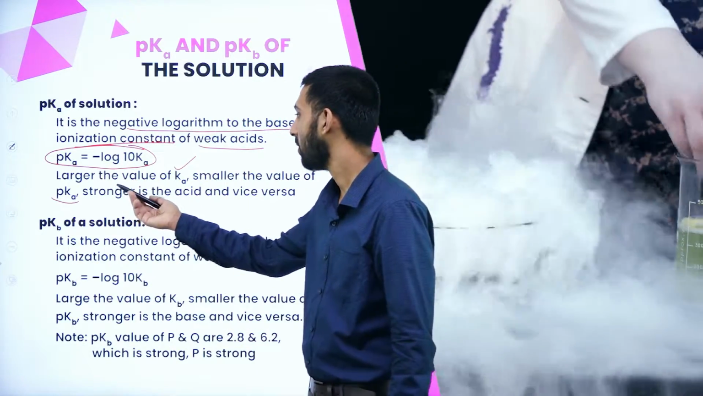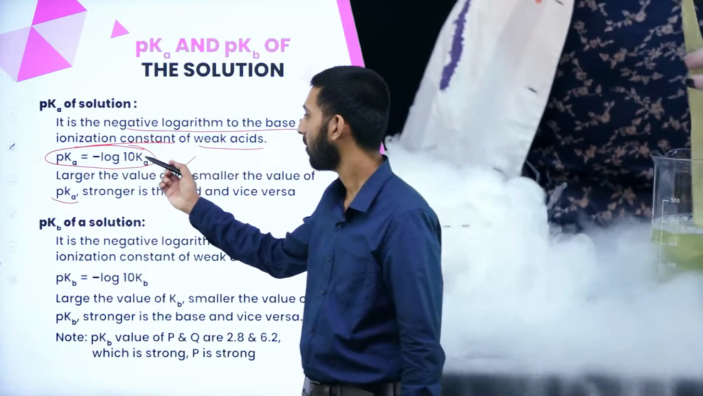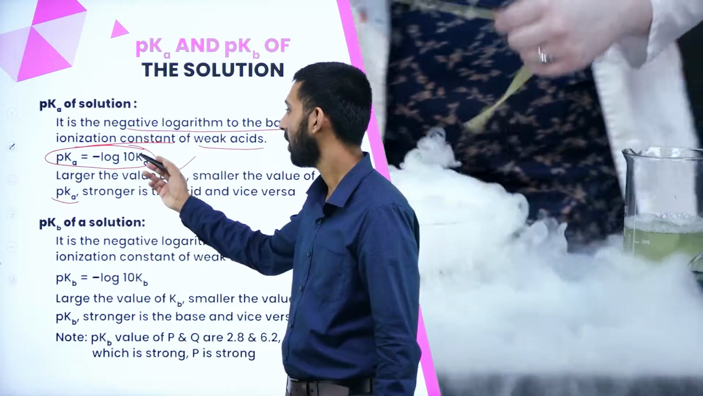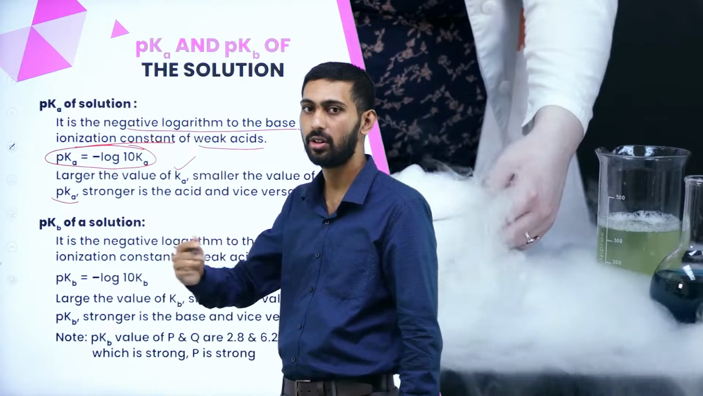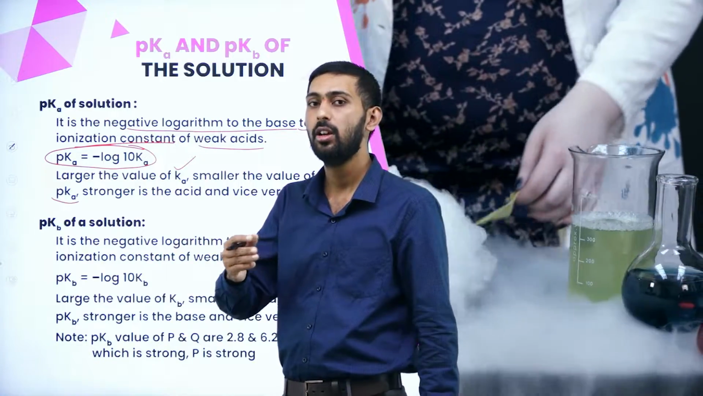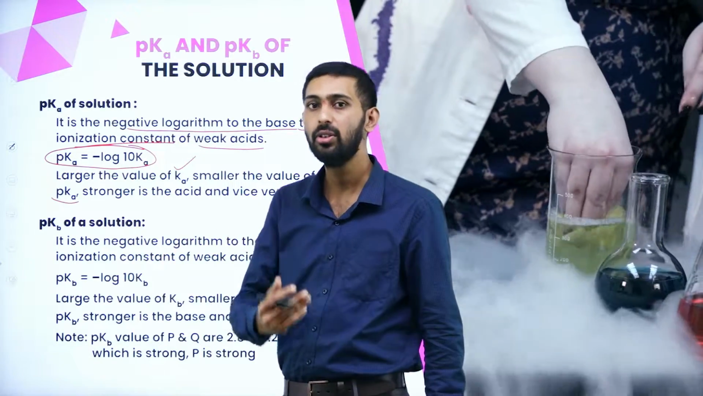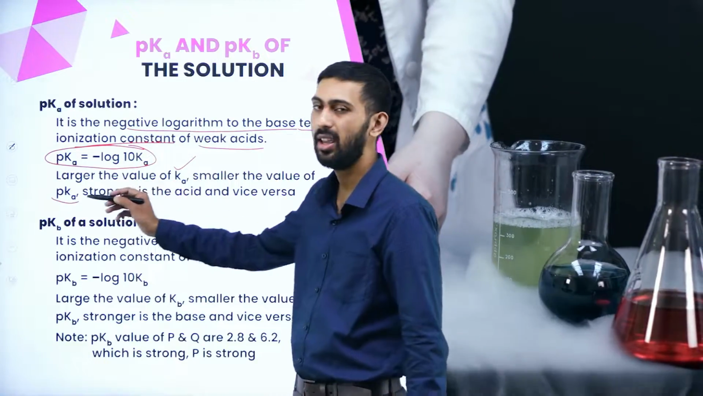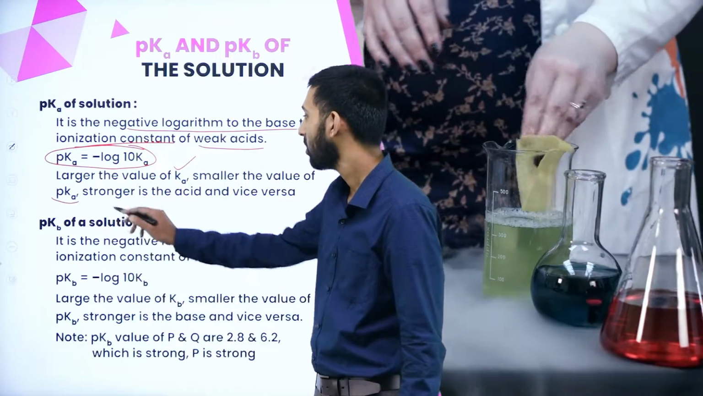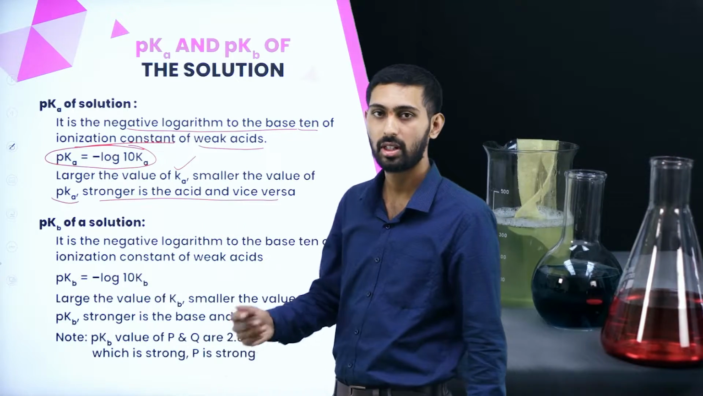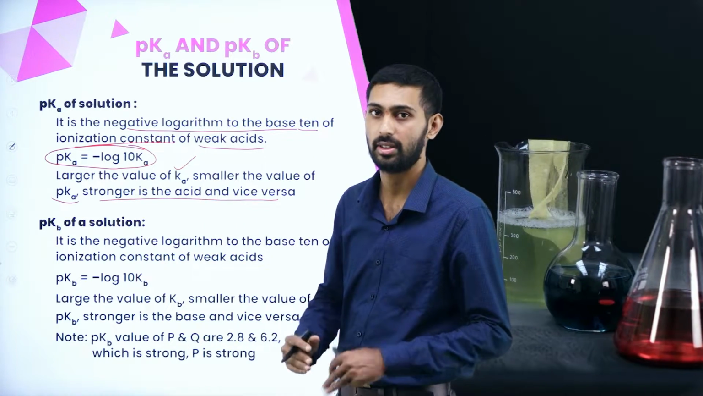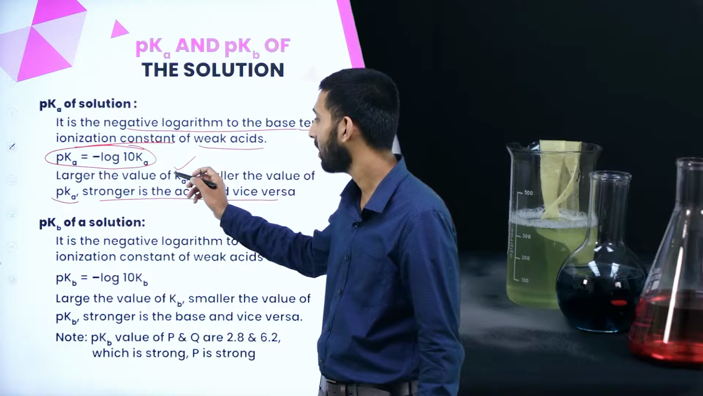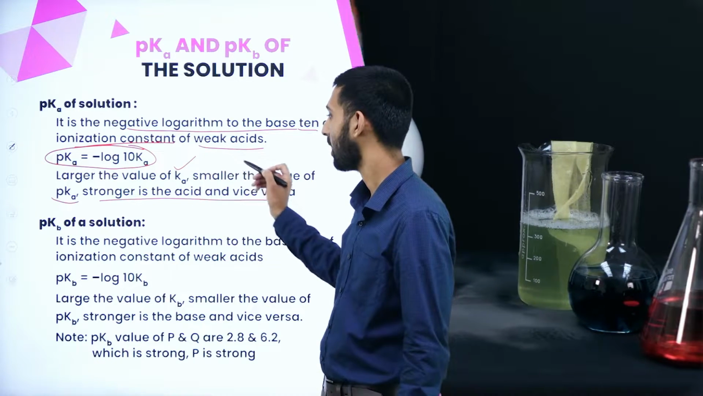Why do we say this? If you have a larger value, then we take it in terms of log. When we substitute for the log, the value decreases. So they have said larger the Ka value, smaller the pKa value, then stronger is the acid. And vice versa: the lesser the value of Ka, the larger the pKa value.